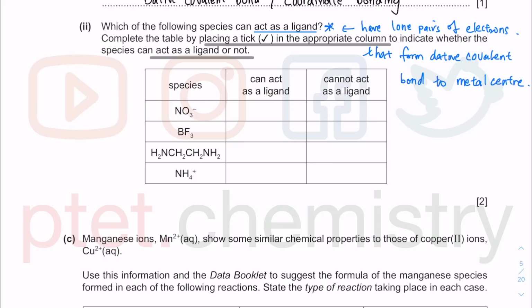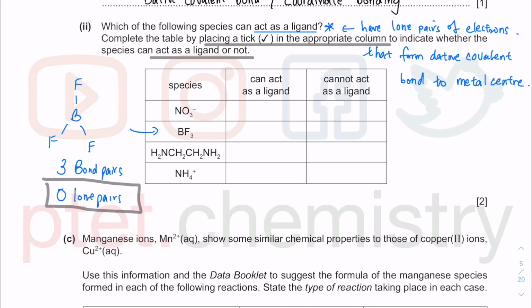Well, let's see about BF3 first. BF3, from your AS case study on shape of molecule, has 3 bond pairs and then 0 lone pairs of electrons. How can you even act as a ligand when you don't even have the electrons to form the dative covalent bond to begin with? This one is trigonal planar, 120 degree obviously from your shape of molecule. But the mere idea that it has 0 lone pairs, it cannot act as a ligand obviously.